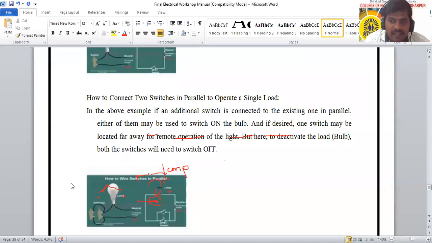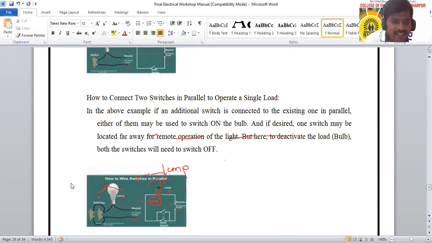That means when you are at the ground floor, while pressing a switch this bulb gets on. Okay, and when you are at the first floor and press the switch there, the bulb will go off. So this is nothing but a staircase type of wiring also.